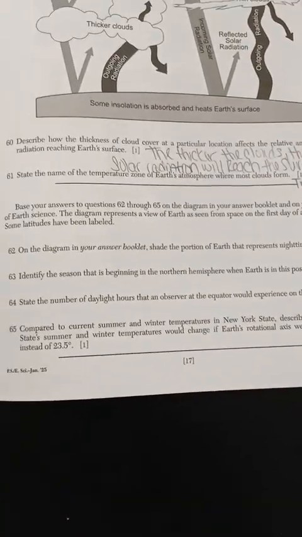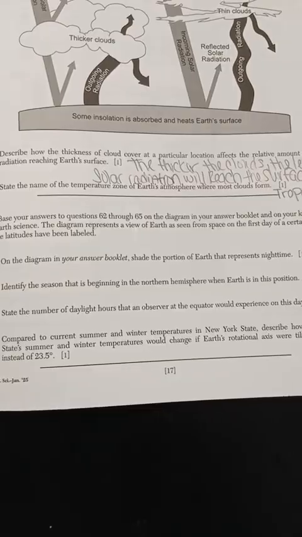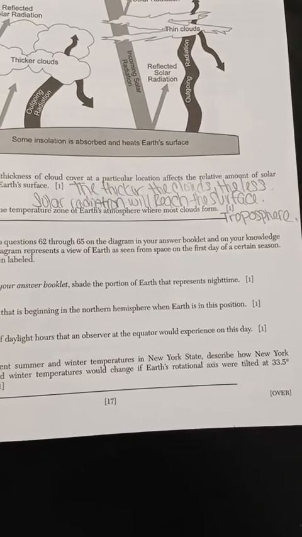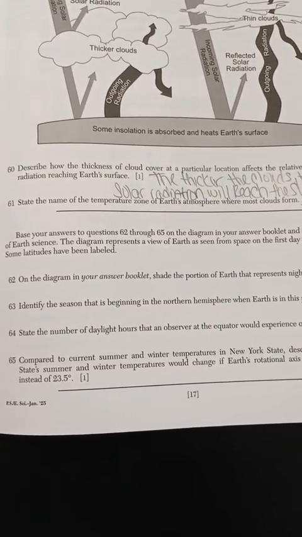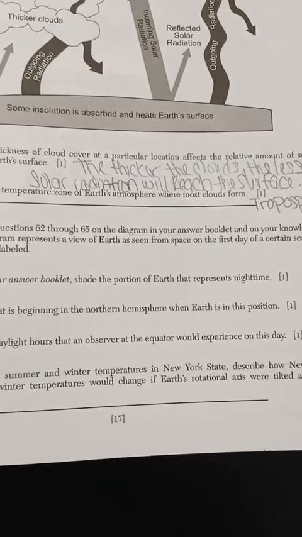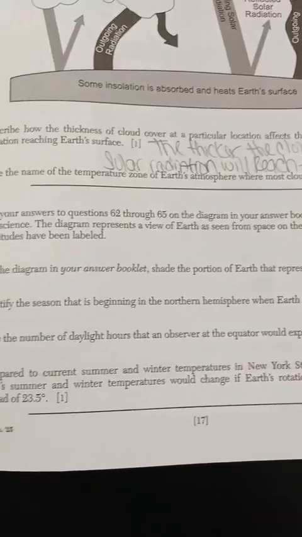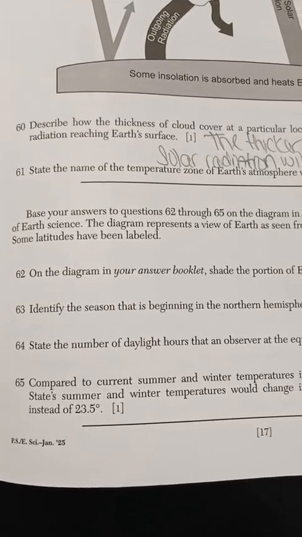All right, number 62. Base your answers to questions 62 to 65 on the diagram in your answer booklet and on your knowledge of Earth science. The diagram represents a view of Earth as seen from space on the first day of a certain season. Some latitudes have been labeled. All right, let's go to the answer booklet. Let's look at that diagram.